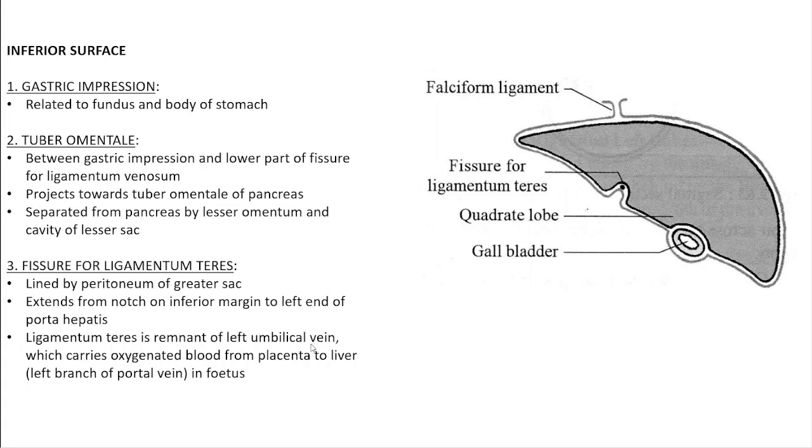It actually does not get obliterated, but it is just collapsed, and it can be catheterized to gain access to the left branch of the portal vein in young children, and it is actually catheterized to do something called exchange transfusion. Okay, then there is the ligamentum teres, which we have discussed.